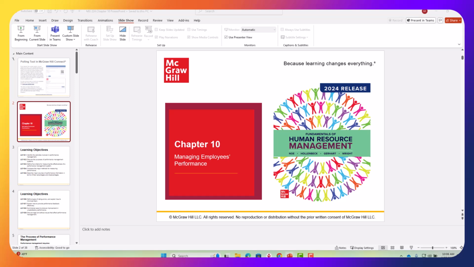Performance management requires knowing what activities and outputs are desired, knowing whether the activities and outputs occur, and providing feedback to help employees meet expectations. So, knowing what activities and outputs are desired, and whether they actually occur.